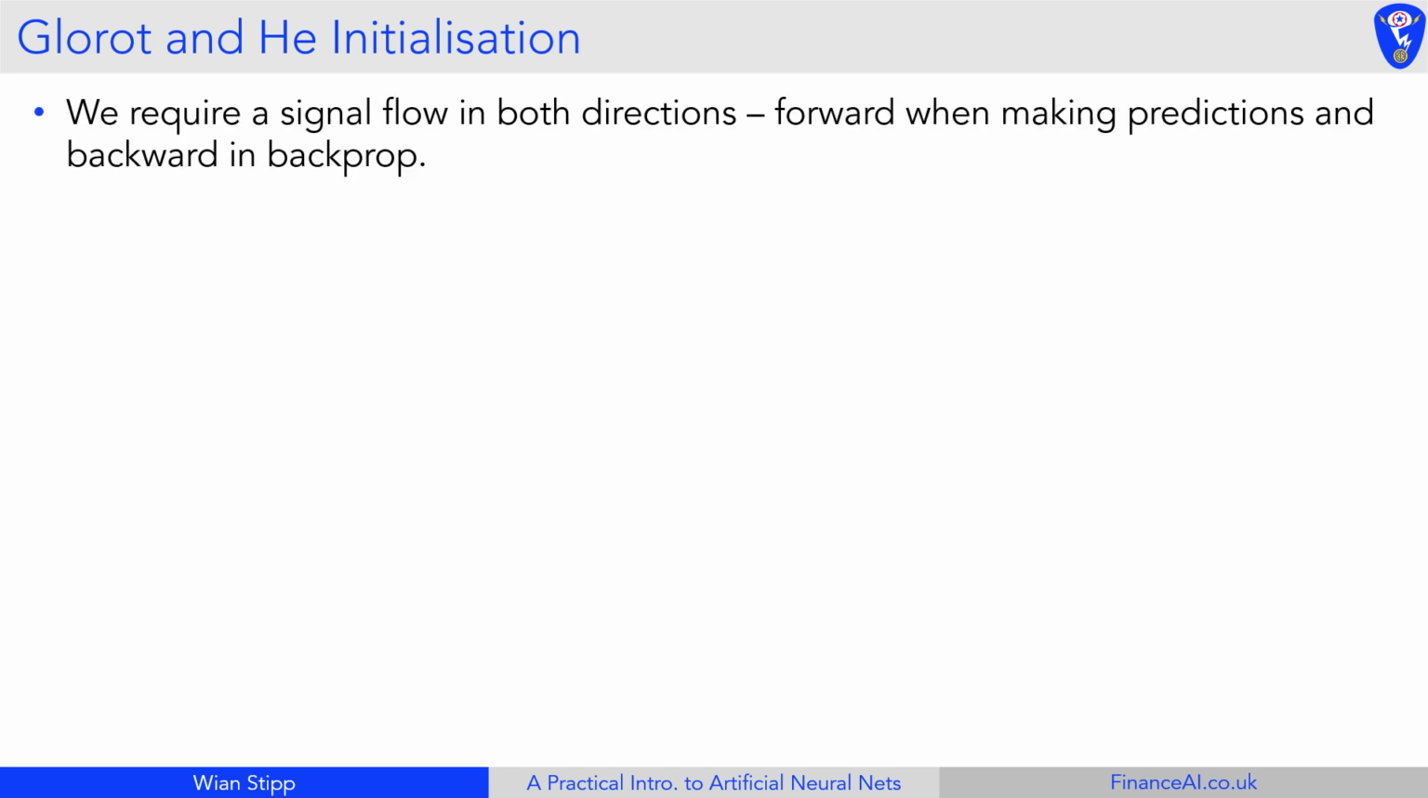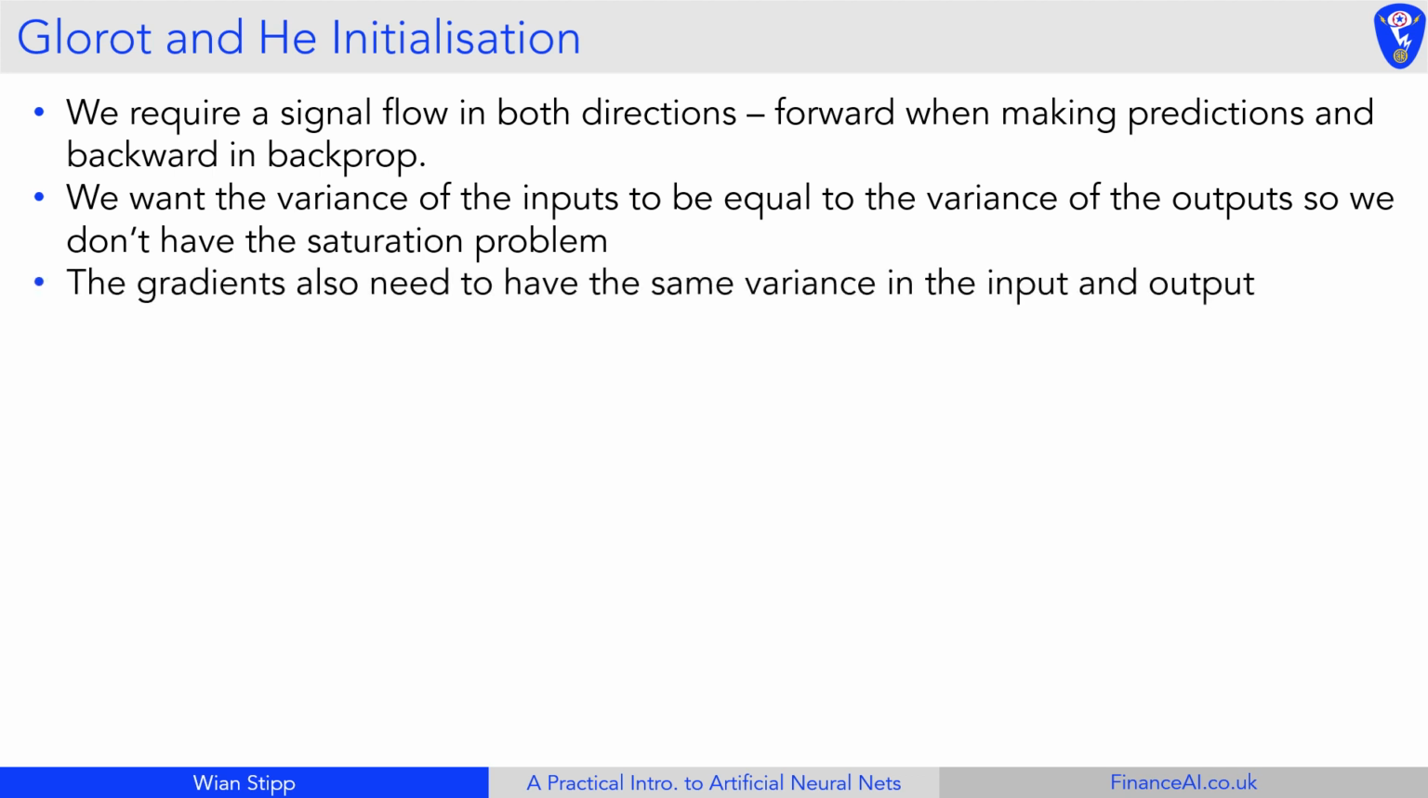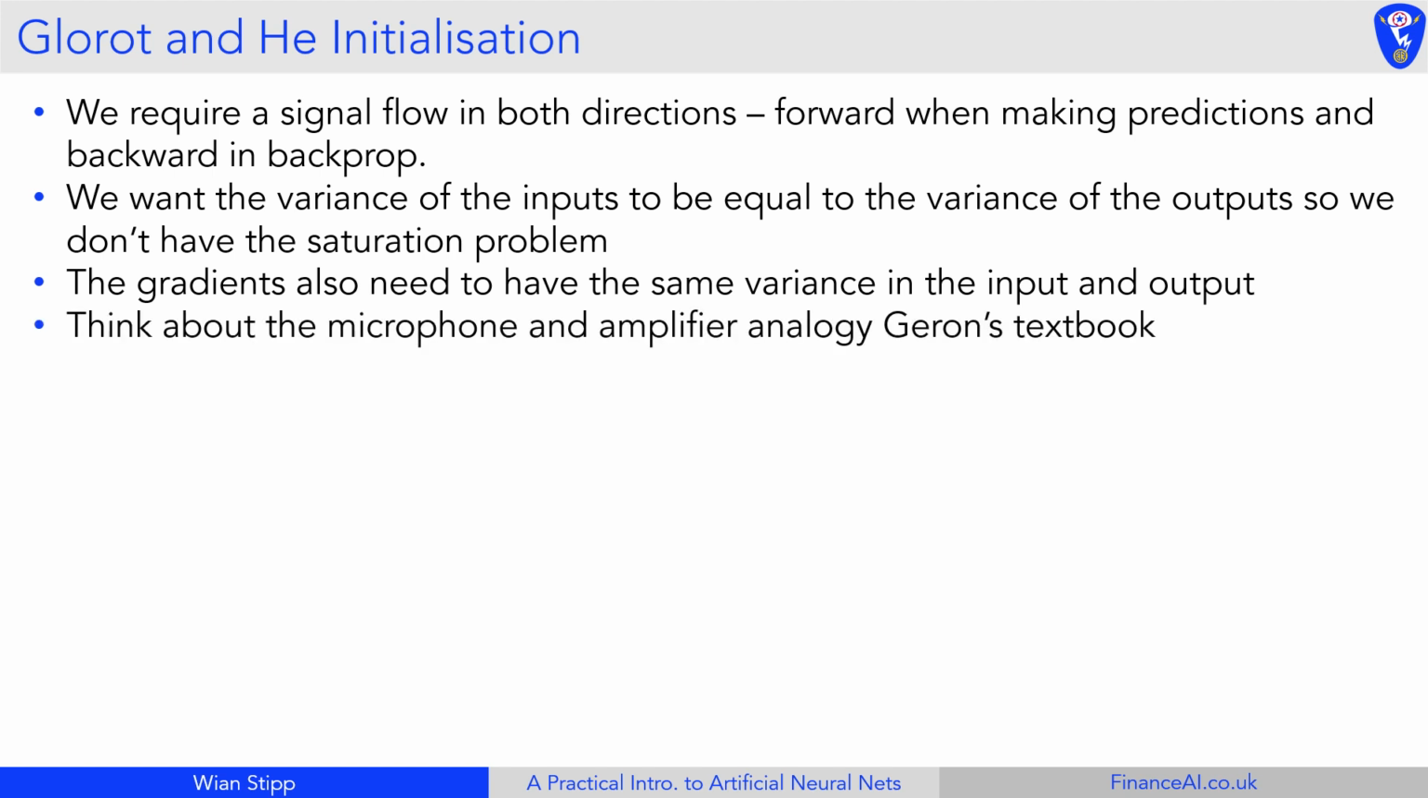Okay, so we require the signal to flow in both directions, forward in making the predictions and backwards during backpropagation. And we require that the variance of the inputs is equal to the variance of the outputs, so we don't have the saturation problem. Similarly with the gradients, we want the variance to be equal between the inputs and the outputs. If you think about a microphone and an amplifier, if you want the volume of the amplifier to be equal to the volume of the input into the microphone, then you want to make certain adjustments. So this works.